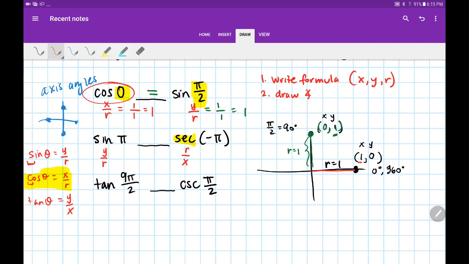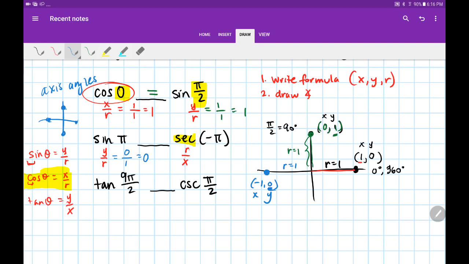And 180 degrees puts me over here. My r is equal to 1, and now our point is negative 1, 0. That's my x, that's my y. So y over r is going to be 0, because that's my y value, over r, which is 1. Sine of pi is 0.